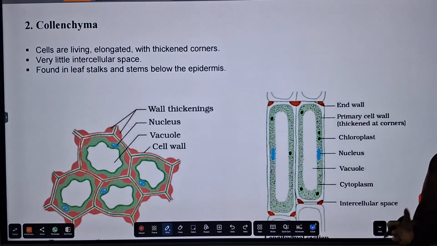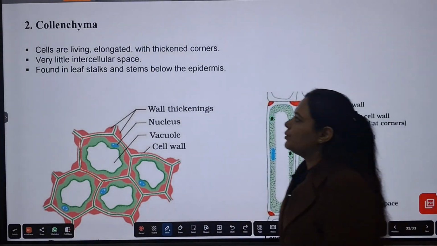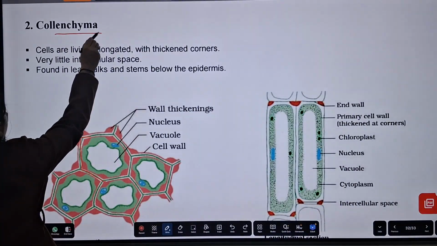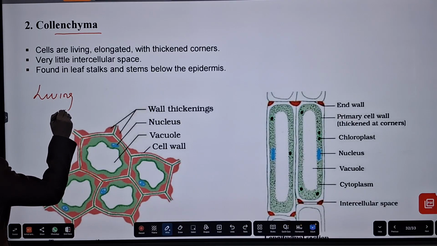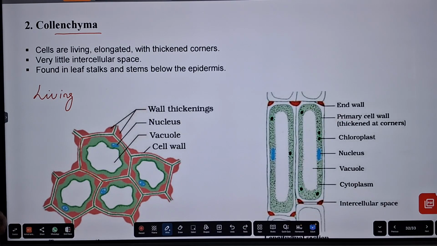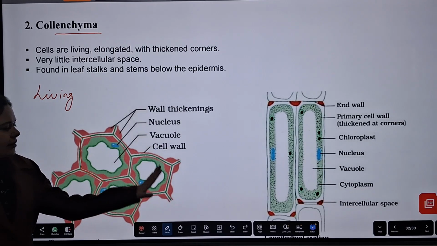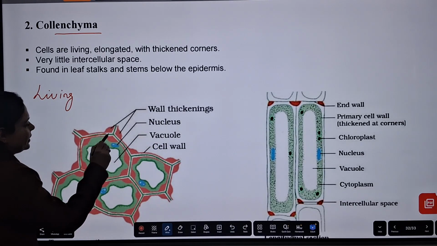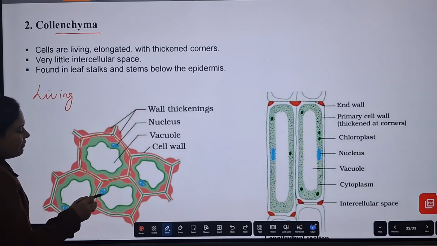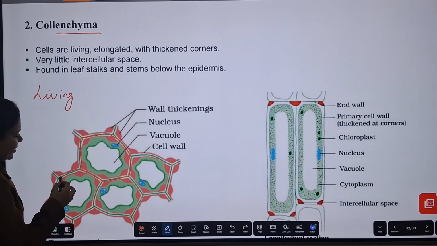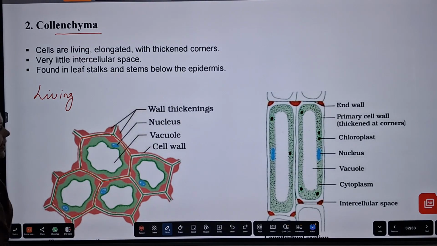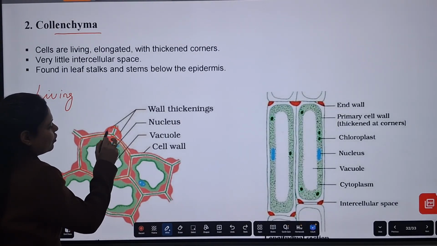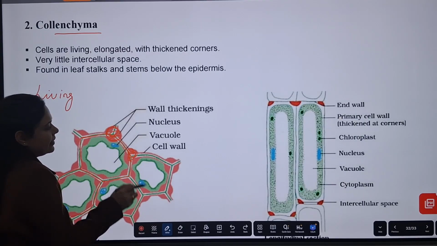Now let's see the second type of simple permanent tissue, which is collenchyma. Collenchyma cells are also living, just like parenchyma cells. These are living cells. And if we see these cells in the transverse section, they appear something like this. These are polygonal cells with very little intercellular space between them. A special feature of collenchyma cells is that they have thickenings at the corners in their cell wall.